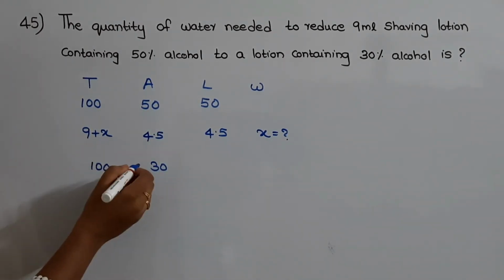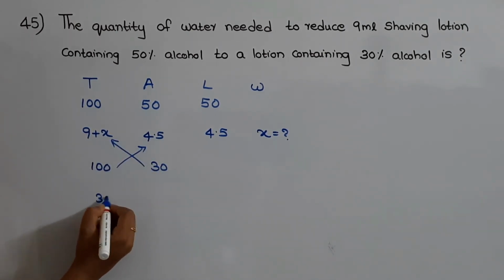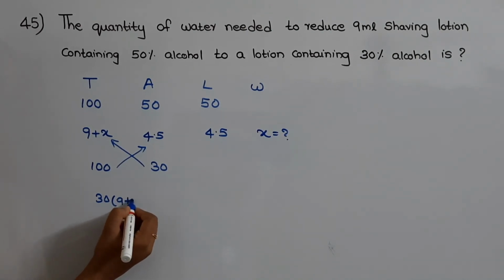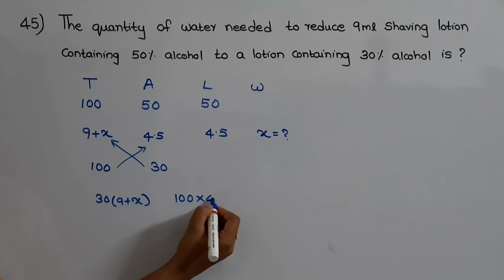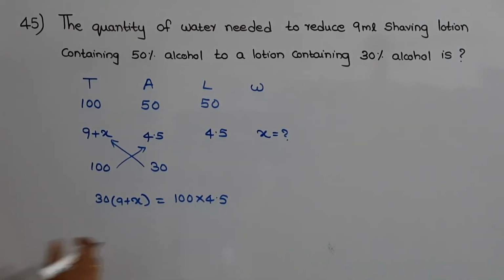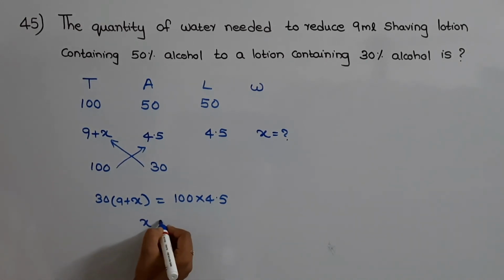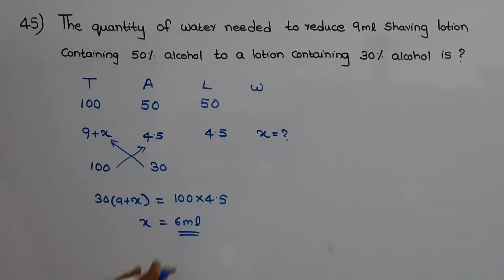This x can be found out by cross multiplying. That is, we need to multiply this 30 by 9 plus x and this 100 by 4.5 and then we need to equate them. Now by solving this, we will get the value of x as 6 milliliter. So this is the answer.